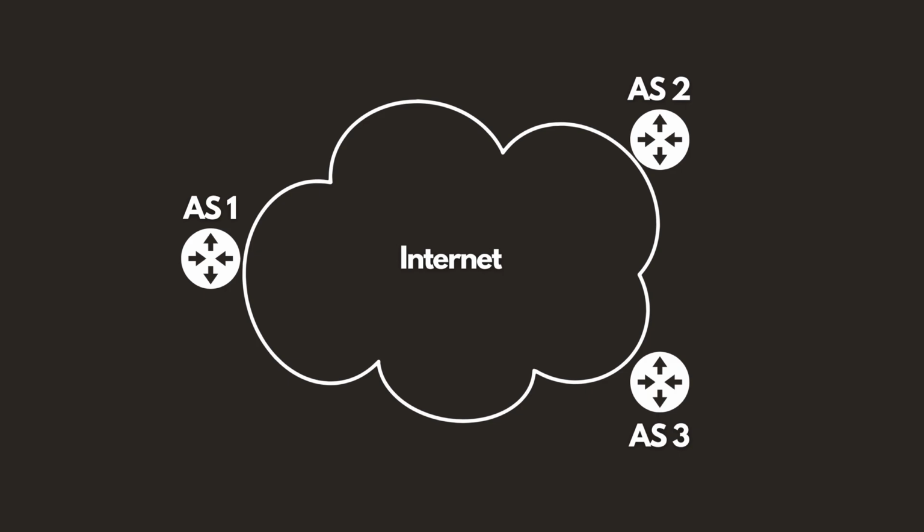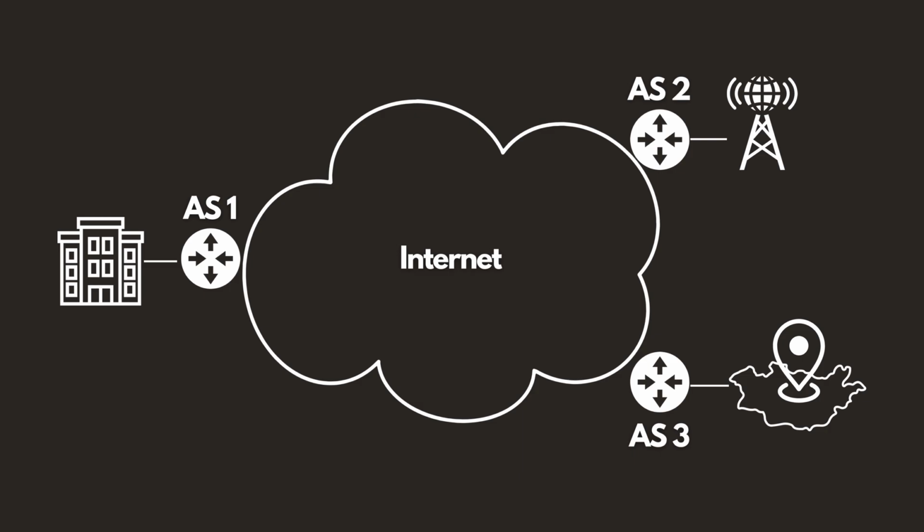Unlike interior protocols like OSPF or EIGRP that work within a single organization's network, BGP operates between different organizations, ISPs, and countries. It's defined in RFC 4271 and is currently in version 4.